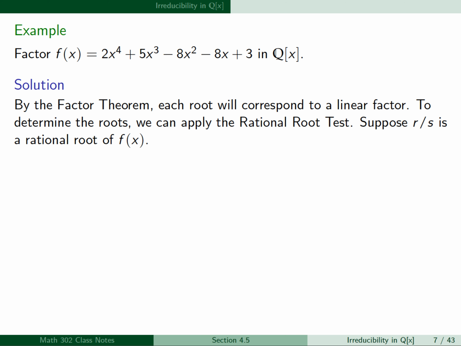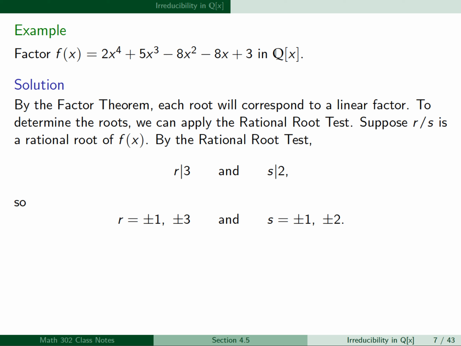Suppose r over s is a rational root of f of x. By the rational root test, the numerator r must divide the constant coefficient 3, and the denominator s must divide the leading coefficient 2. So r divides 3 and s divides 2. So r is either plus or minus 1 or plus or minus 3, and s is plus or minus 1 or plus or minus 2.